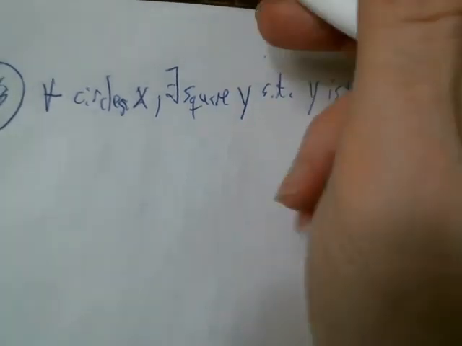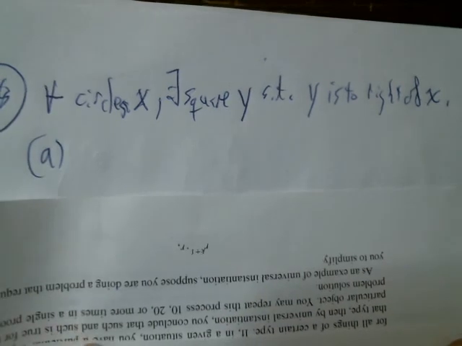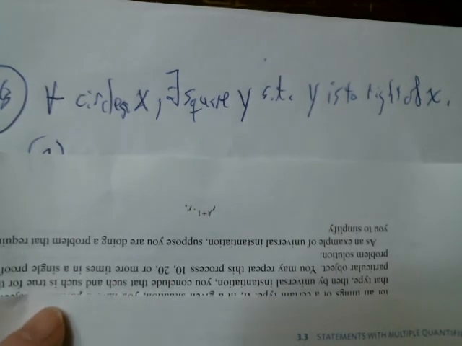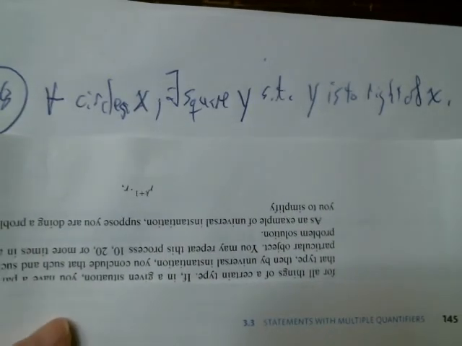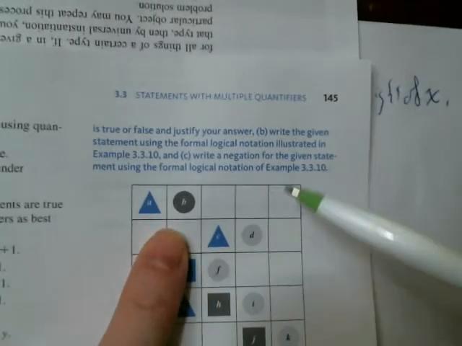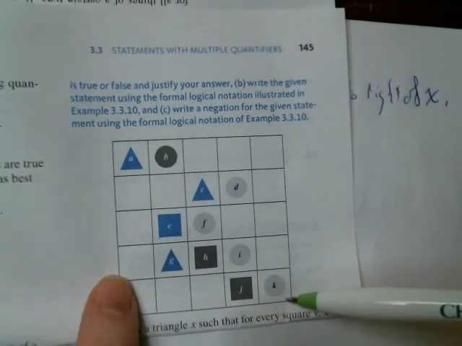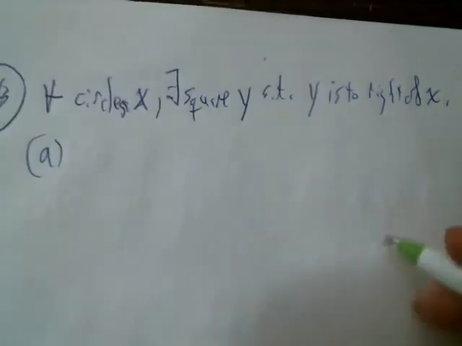Okay, so first they want you to determine if it's true or false. So again, we can go to our picture. For all circles, there's a square that's to the right of it. So it doesn't have to be the same square, but for all circles, you need to match it up with a square such that the square is to the right of the circle. So for all circles, I need to find a particular square. Well, hey, this isn't going to work down here. For that particular circle, there's no square to the right of it. So this is patently false.